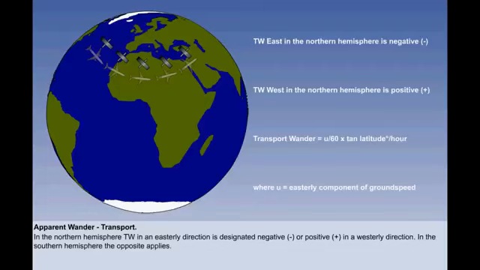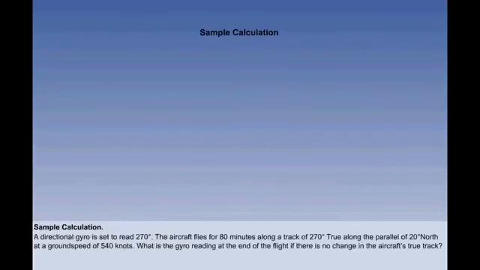To conclude, let's do a sample calculation to see the actual effects of Earth rate and transport wander on a directional gyro reading. A directional gyro is said to read 270 degrees. The aircraft flies for 80 minutes along a track of 270 degrees true, along the parallel of 20 degrees north, at a ground speed of 540 knots. What is the gyro reading at the end of the flight if there is no change in the aircraft's true track?